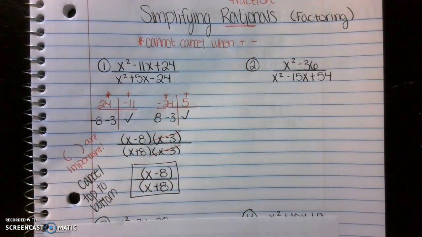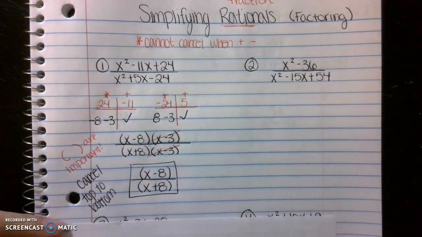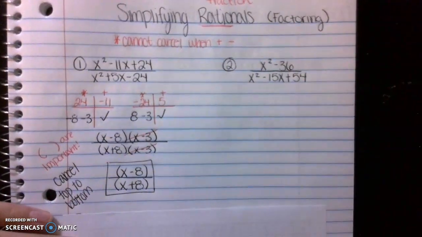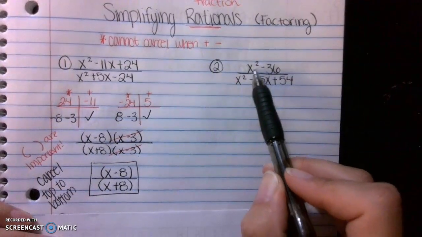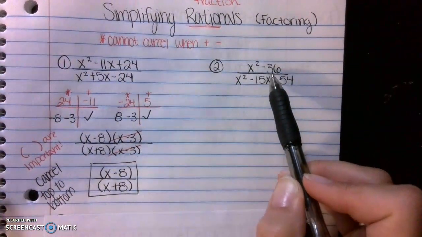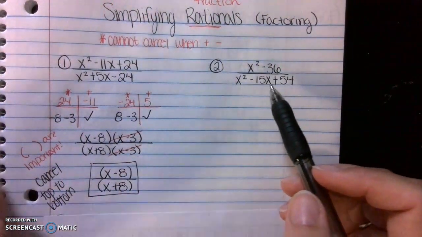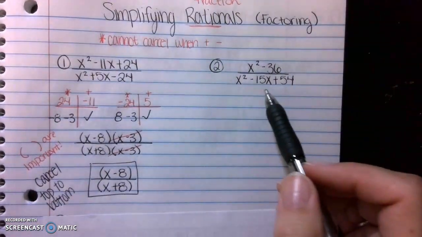And that's it. That would be our answer. Let's go ahead and look at one more together, and then I'm going to have you try 2 on your own. Now, let's take a peek here. X squared minus 36. This looks a little bit different, okay? And we haven't looked at one of these yet.